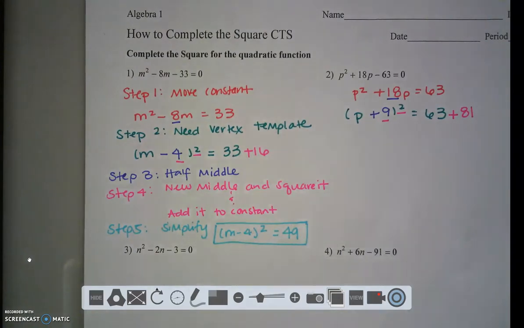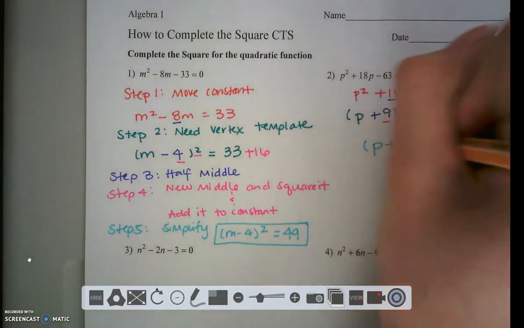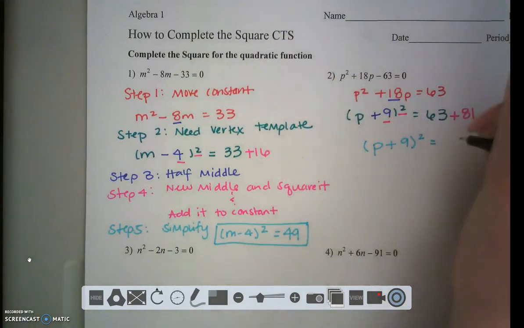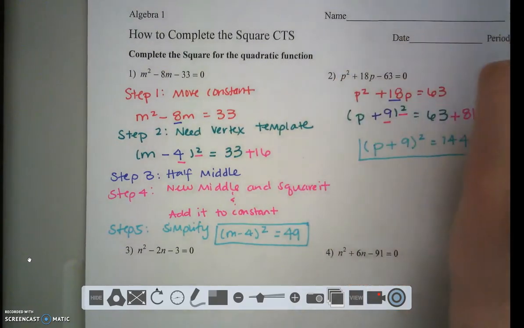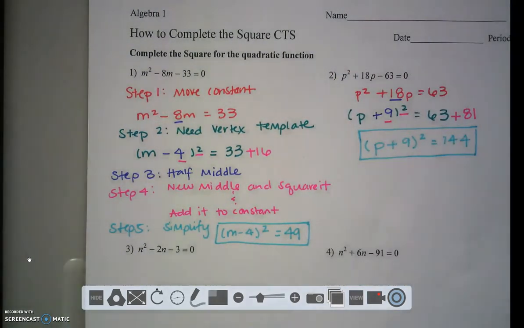And my last step is going to be to simplify and to make this nice and pretty. So p plus 9 squared is equal to 144. And we have completed the square. So I'm going to do one more, and then you're going to have a few examples to work on by yourself.